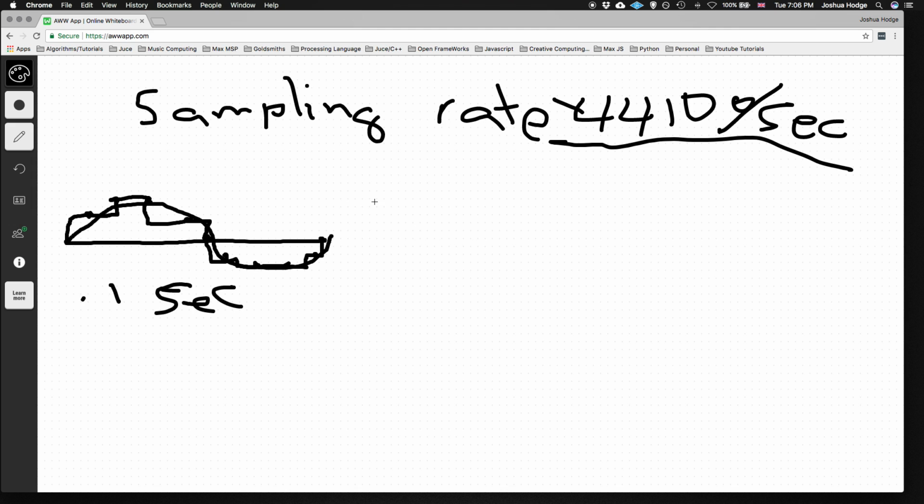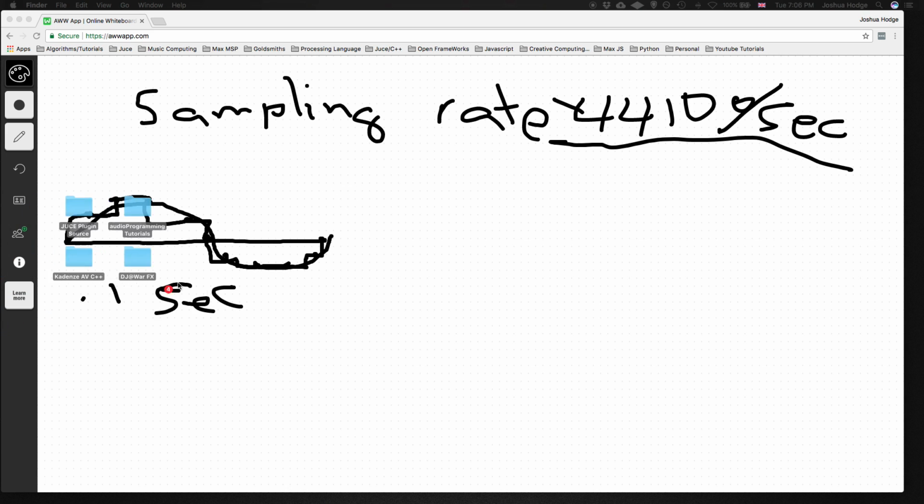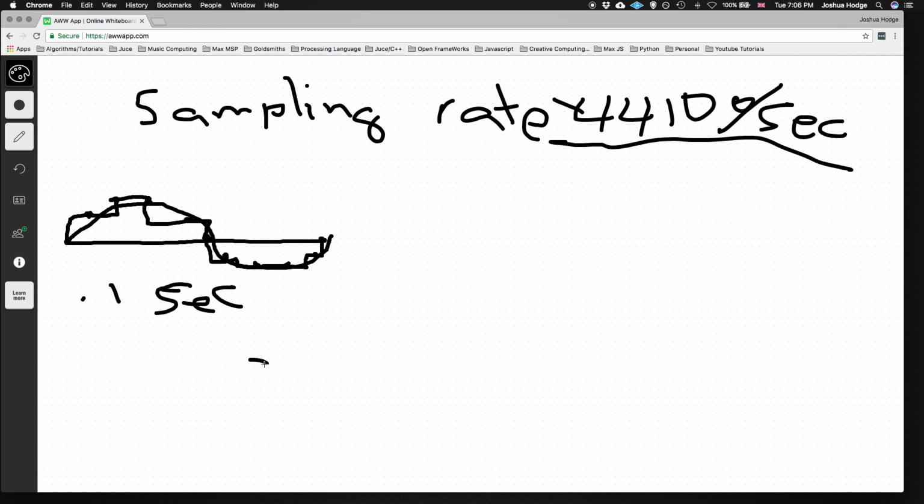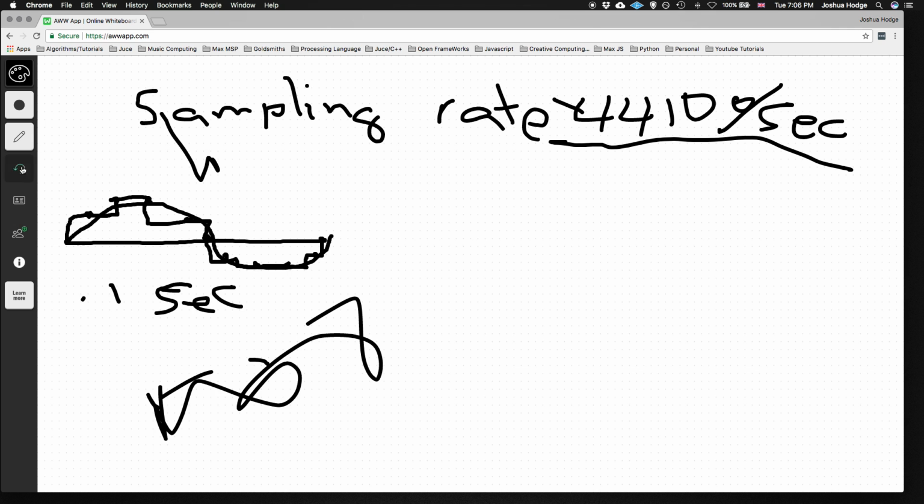Hopefully my pen's not going to break on me. Please don't. What's going on with the pen? Oh no, it's going haywire. All right, I think I'm okay now. I'm going to erase all this.